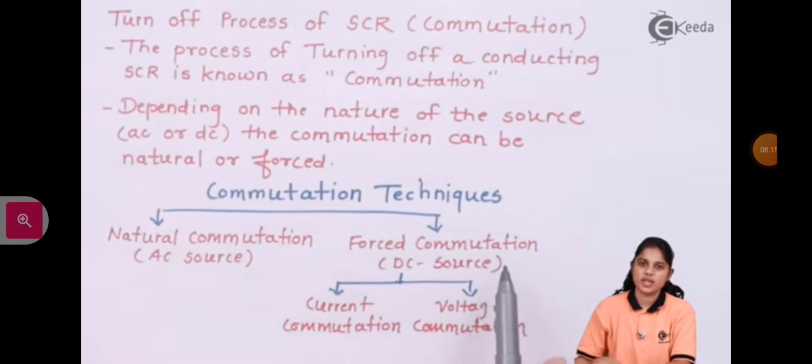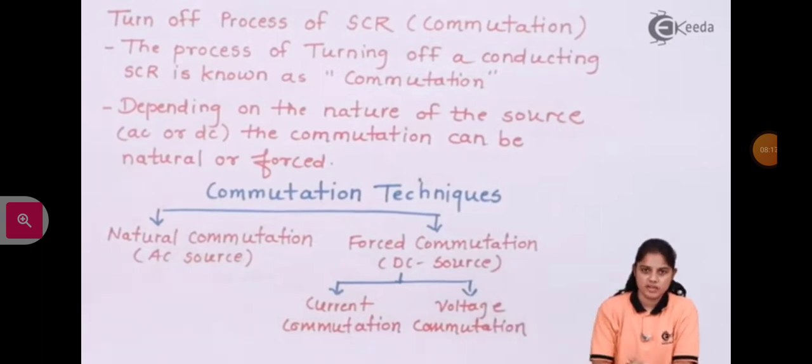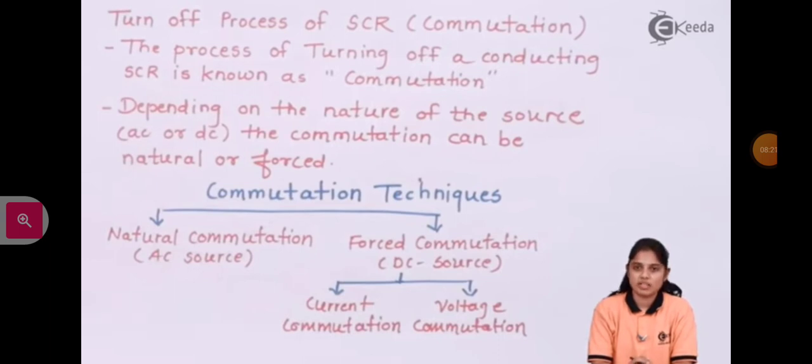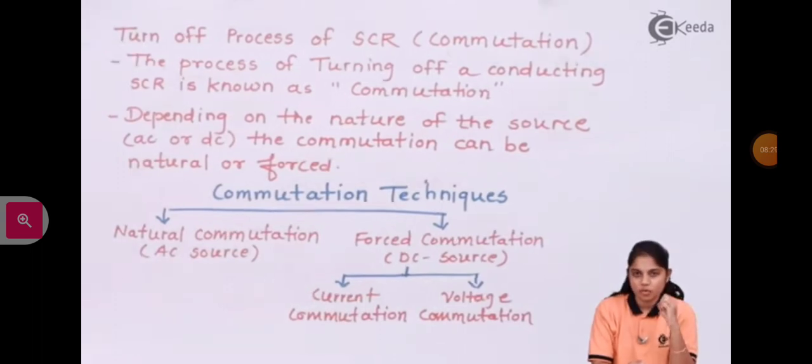Your source can be either AC or DC. If your source is an AC source, it is known as natural commutation. We discussed what natural commutation is in the previous video, but we are going to see it again. We have discussed some part of it, how current can come to the 0 point naturally. That is what we wanted.